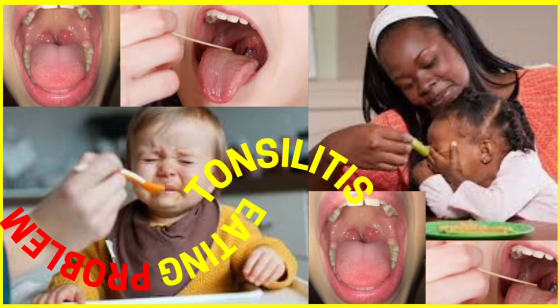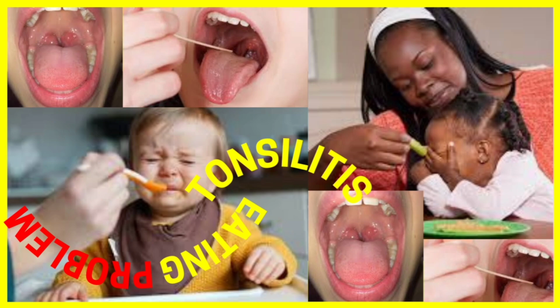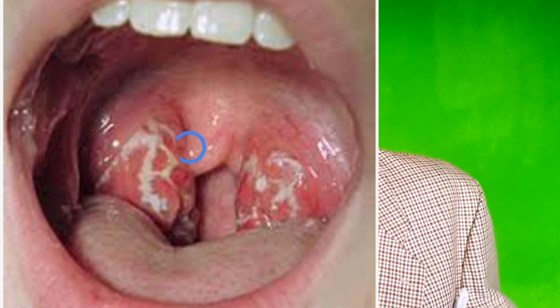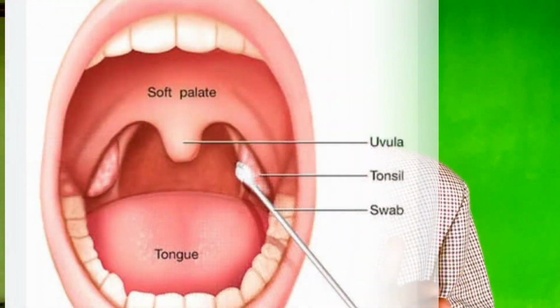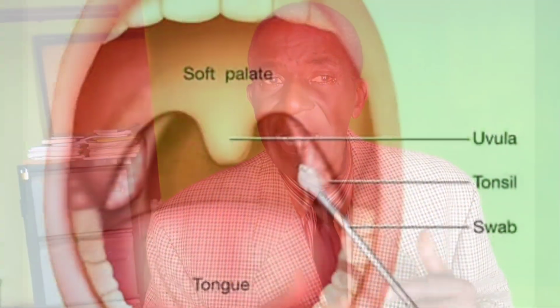Today's topic has to do with tonsillitis and eating problems. When we talk of "itis", it is already known that we are talking about infection and inflammation, either or both. And when we talk of eating problems, it is common knowledge that having a problem eating is usually associated with tonsillitis, especially in children. So I want to expose us to what happens to the tonsil. The tonsil is one of the organs in the body that fights infection. It's a lymphoid tissue that the body uses as a first line to combat infection from coming in, and it is located at the back of the tongue.